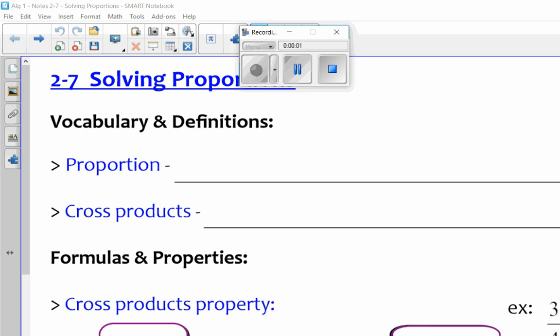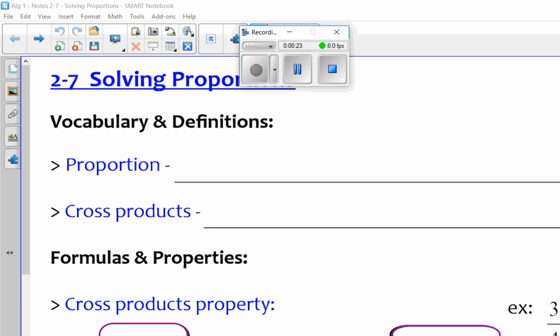Okay, everybody, this is Chapter 2, Section 7, and we're dealing with proportions. It's a pretty important math concept that you need to have. So please make sure to take good notes. Get a hold of me if you have any questions. Make sure you go back and look at your notes to study them a little bit, not just write them down, forget about them, okay?